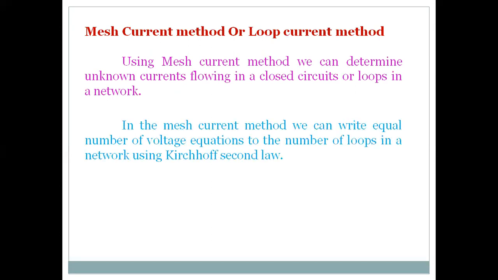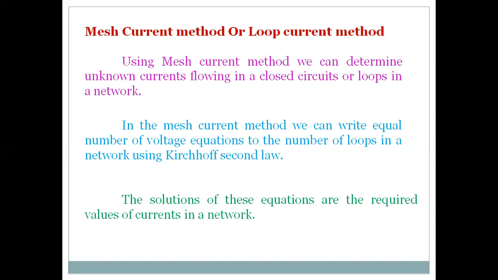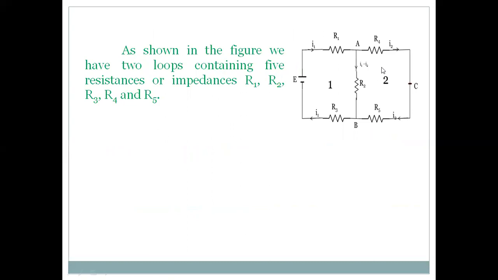In the mesh current method, we write a number of voltage equations by using the Kirchhoff second law. For example, if there are 3 loops in a circuit network, we may write 3 equations. By using these 3 equations, we can calculate the currents in those 3 closed circuits. The solutions of these equations are the required values of current in a network. You see here, there are 2 closed circuits, or closed meshes. This is mesh 1, and this is mesh 2. In mesh 1, there is only one current source.